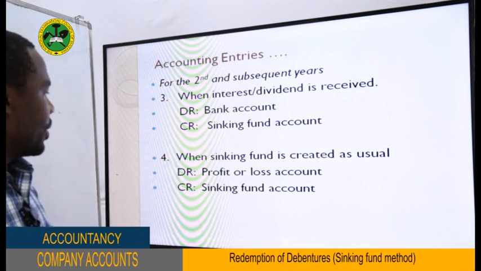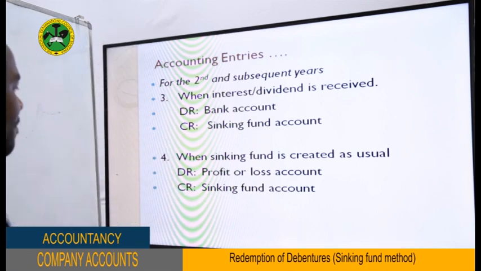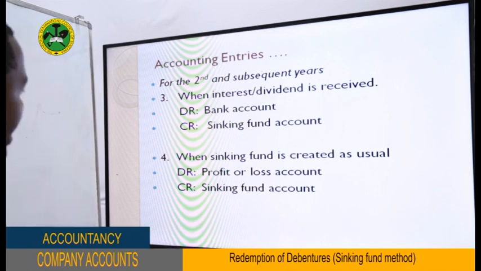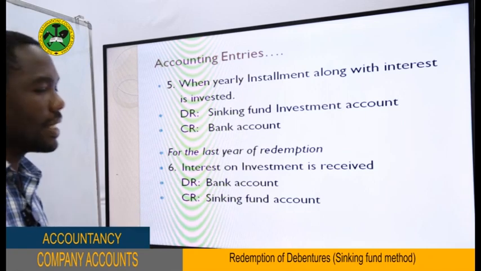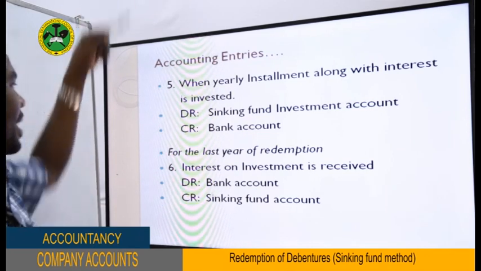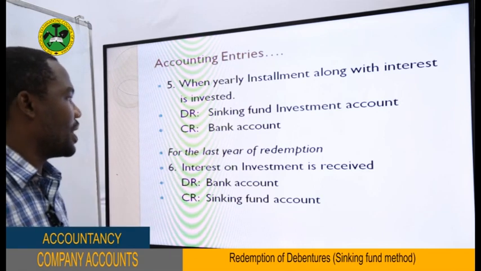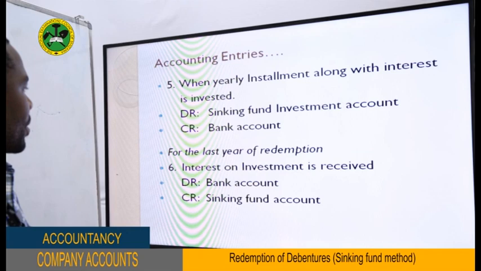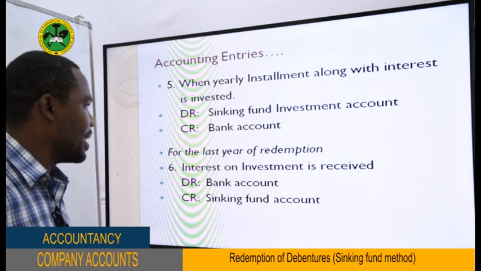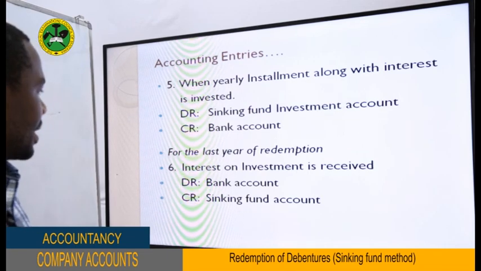As usual, we create again the sinking fund. This will be the same as the first entry. We debit profit or loss account and we credit sinking fund account. After setting aside this amount, we are going to invest, just like the second entry. We invest the amount set aside together with the interest we obtained, so we debit sinking fund investment account to recognize the asset, and we credit cash account to recognize the cash outflow.